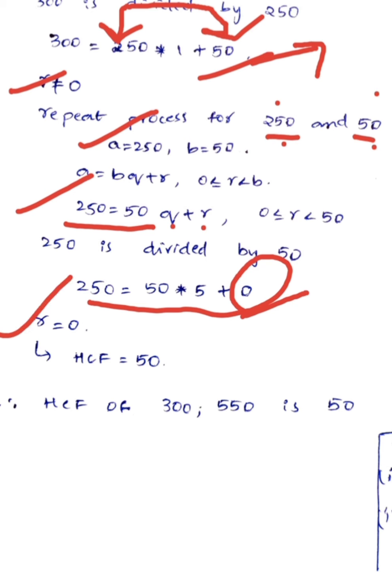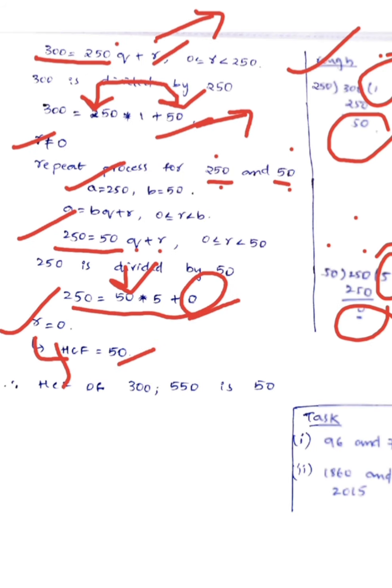So when you get the value of r as 0, immediately end the process, and the HCF value is the b value, whatever is there in the place of b, that is 50. So HCF of 300 and 550 is 50. The HCF of the question, what is the question? We need to find the HCF of 300 and 550, and the answer is 50.